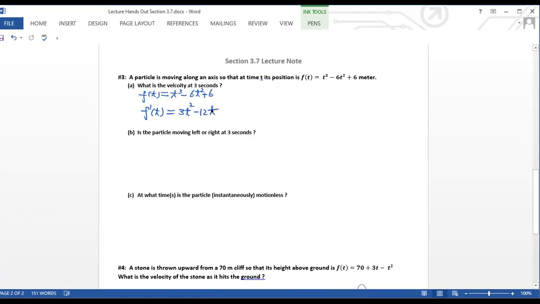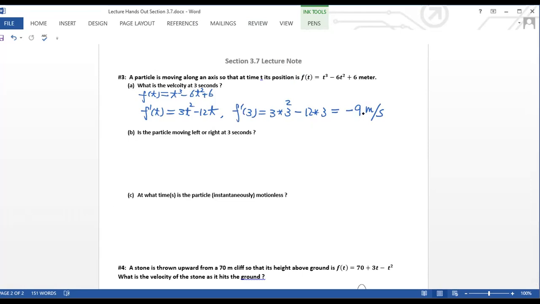This is 3t squared minus 12t. Now you plug in f prime of 3. So it's 3 times 3 squared minus 12 times 3. This is 27 and this is 36, so the result is minus 9 meters per second.